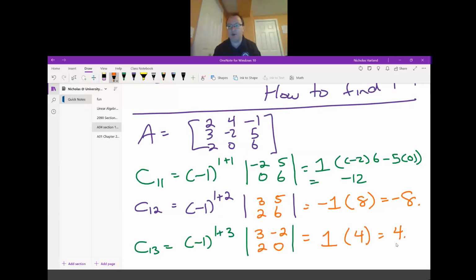And we could just keep going. We could keep going and find the cofactor along any row, any column entry. So in this case, we have 9 different cofactors we could find. And that is how we could compute this. So any questions about how we compute these cofactors?